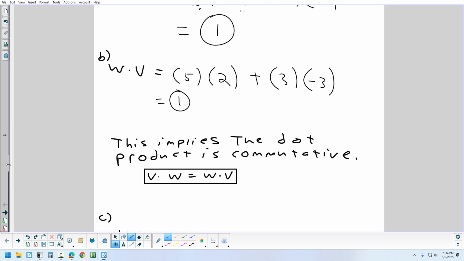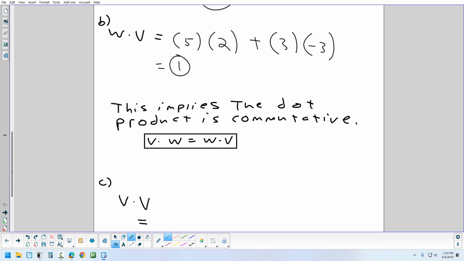All right, let's try v dot v. That means you're just going to find the dot product of v with itself. It's like doing 5 times 5. It's the same number times itself.